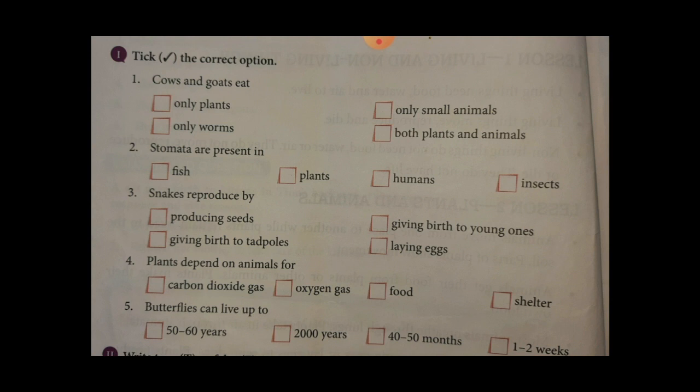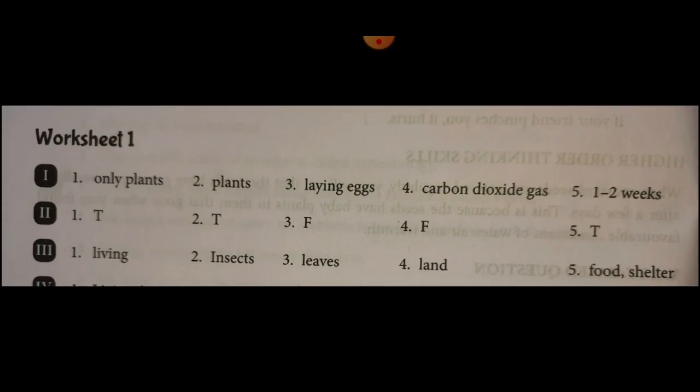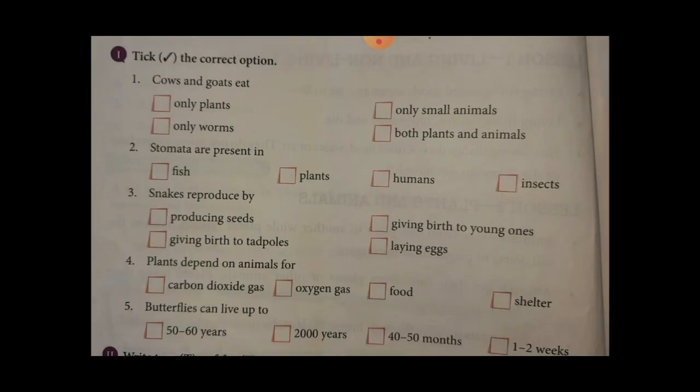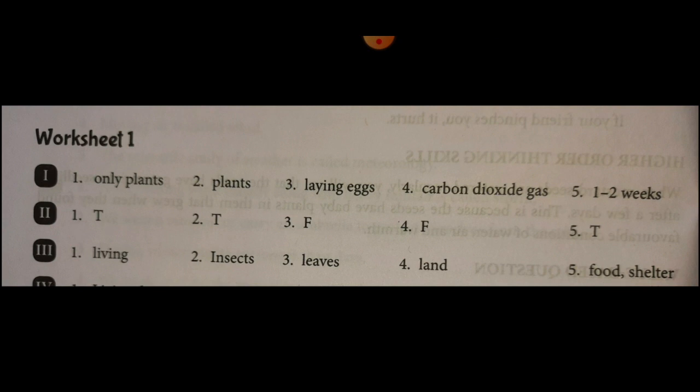You know, the first option, that is only plants, or you can see the answer here also, only plants. Did you see? Yes. Number 2, stomata are present in fish, plants, humans, insects. Which is the answer? Plants. Option number 2, that is the answer. Look, plants.